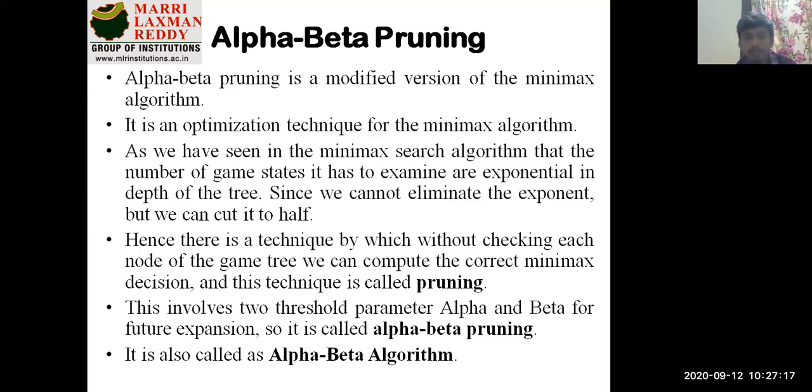This is a technique by which, without checking each node of the game tree, we can compute the correct min max decision. If you want the complete decision, like which path leads to your destination, we try to traverse the nodes, and with respect to some conditions or constraints we limit our searching process, so that whenever the condition is met we do not move to further nodes, and that's how the time complexity is reduced. This can be done using two parameters: one is alpha, the other is beta.